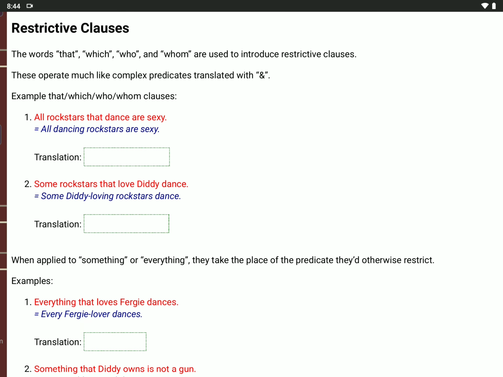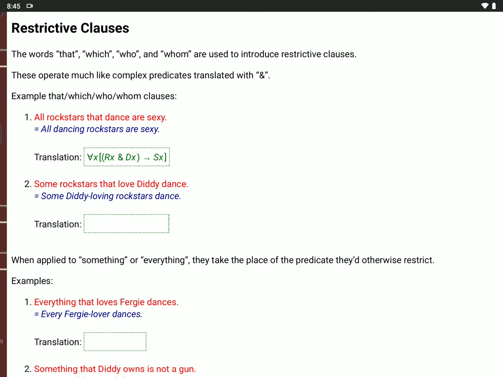So if I say all rock stars that dance are sexy, that's just like saying all dancing rock stars are sexy. So you take both the predicate being a rock star and the predicate dancing, and apply them to the same variable inside further parentheses. So you would say for every value of x, if both Rx and Dx, if x is a rock star and x dances, then x is sexy.